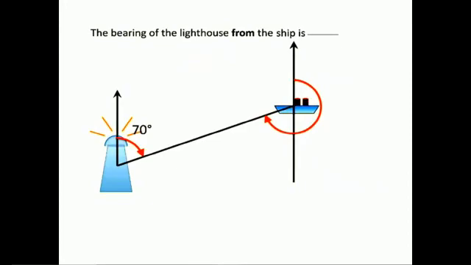The bearing of a lighthouse from the ship. From the ship, you go to the ship side and make a right angle, going in a clockwise direction. This part is 70, because the two north lines are parallel and the angles equal, and the other part is 180. We know that a straight line is 180. Always the angle inside plus 180. So 180 plus 70 gives 250.